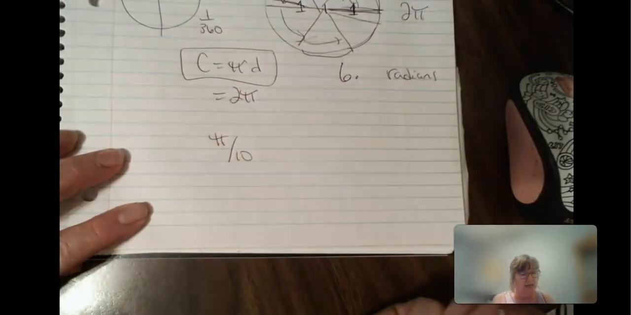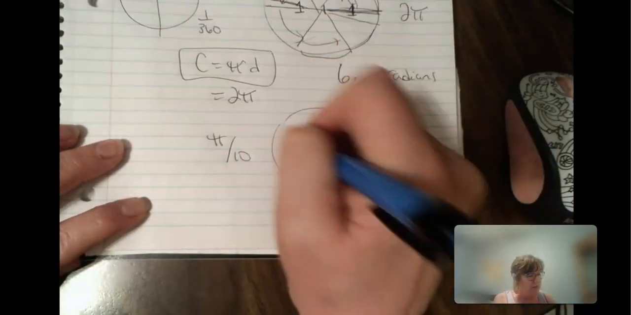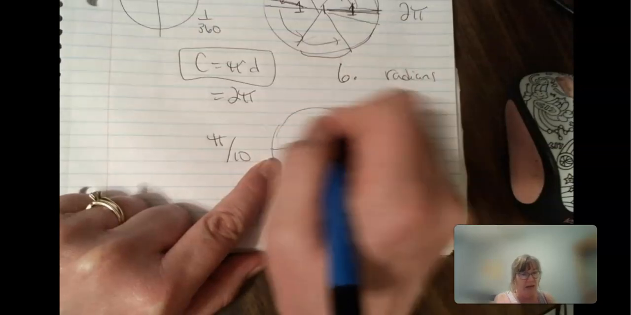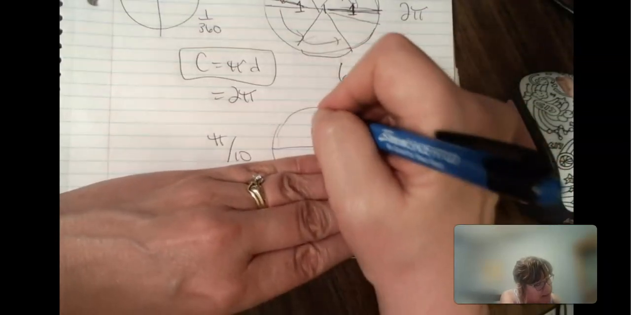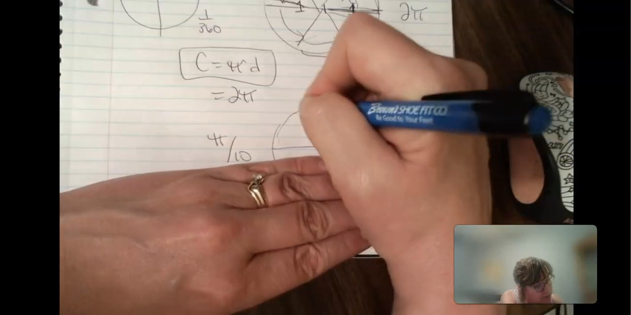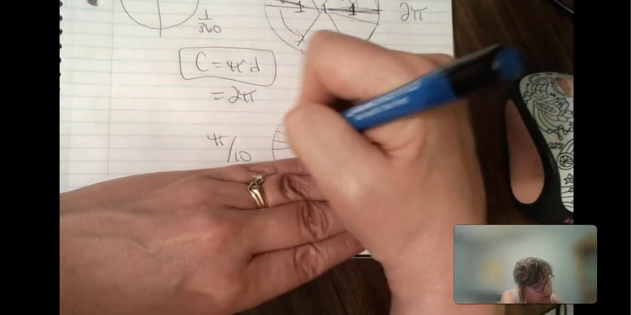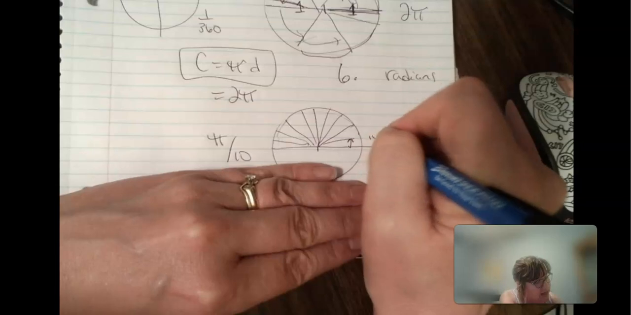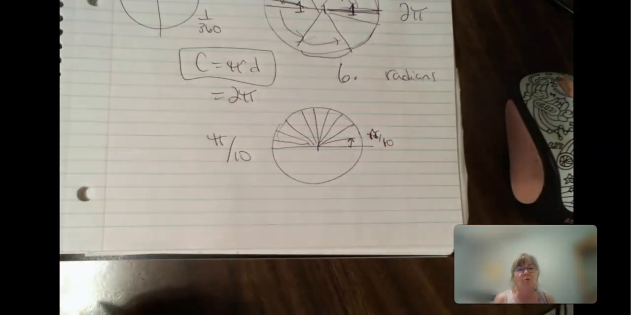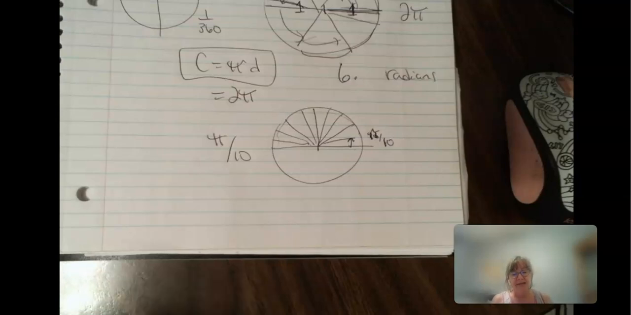So if you're like, well, Julie, when they give me pi over 10 radians, I have no idea what I'm doing. Well, this is a distance of pi, or an arc of pi, or an angle of pi. This is telling you to cut that, what is equivalent to pi, into 10 pieces. So like 1, 2, 3, 4... So I know pi over 10 is that angle right there. Okay. I can see that.